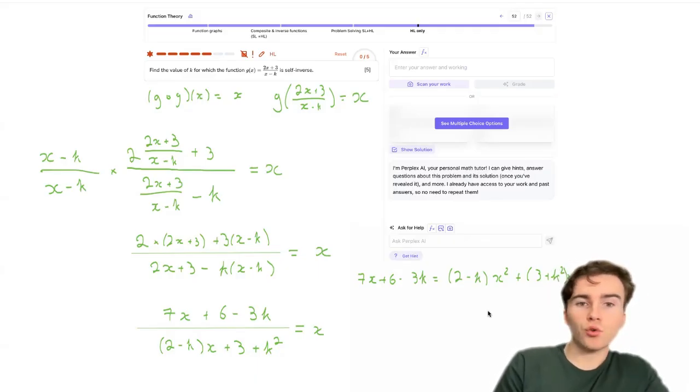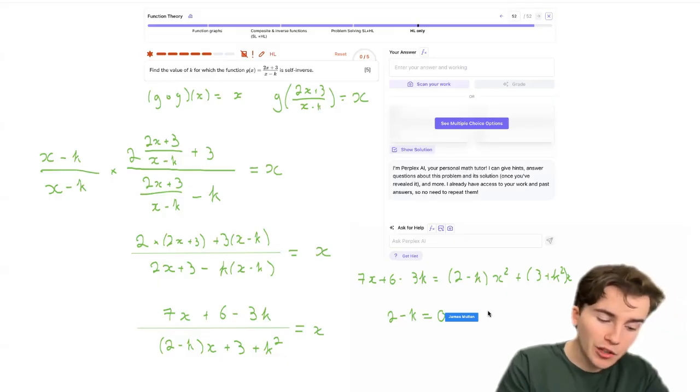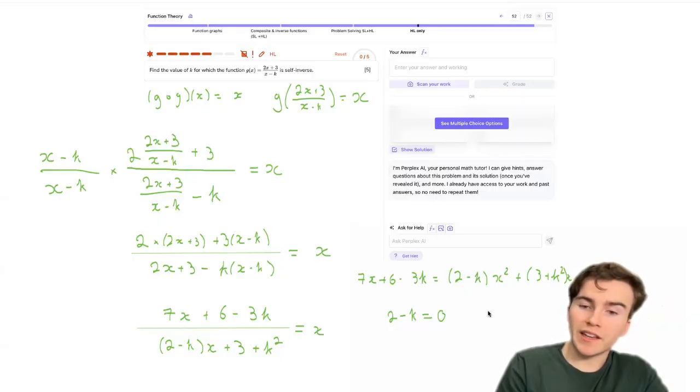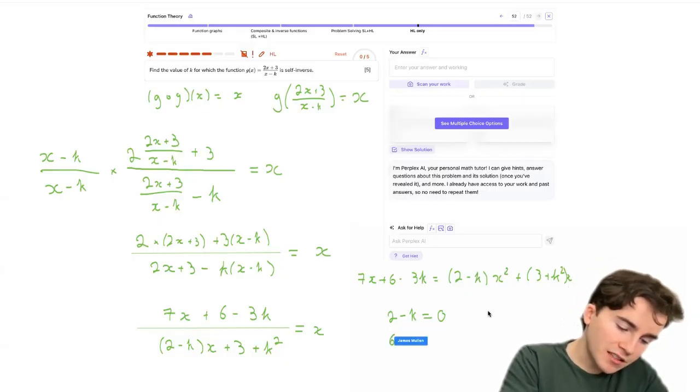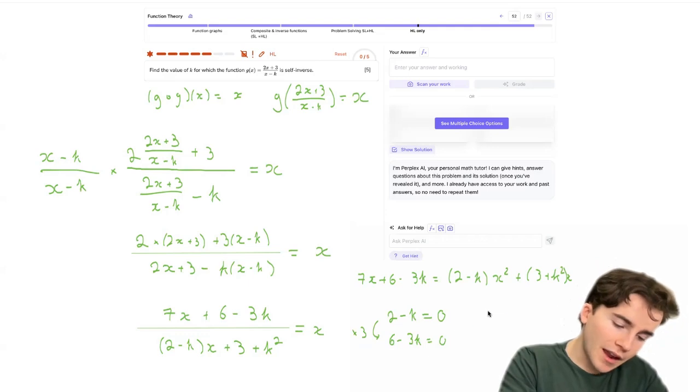And because this equation has to hold true for all x, because it's a self-inverse function and not just self-inverse for a specific value, I know that the left-hand side has no x squared term, so the right-hand side also can't have an x squared term, which tells me that 2 minus k is equal to 0. In a similar way, on the right-hand side, I don't have a constant term, and on the left-hand side, I have a constant term of 6 minus 3k, and those also have to be equal, which tells me that 6 minus 3k is also 0. Now, thankfully, these two conditions are actually the same. One of them is just multiplied by 3 compared to the other, so if one is true, the other is also going to be true. And I'm just left with k is equal to 2 as my answer.